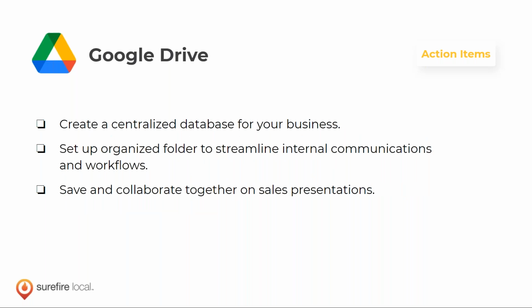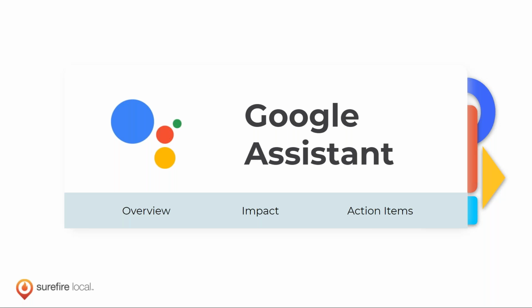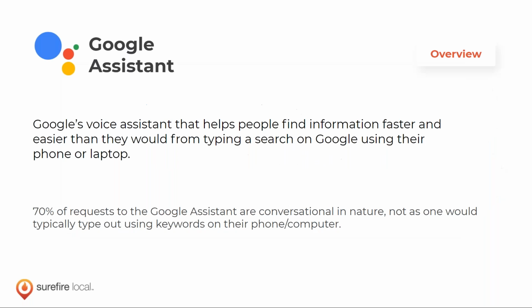So it's a centralized database for your business, to store all your information in one easy place. You can set up folders to make sure everybody can find information correctly. And then if you need to collaborate on something, it makes it easy to all access the same information for collaboration. Google Assistant is Google's version of voice search. This is a newer thing that is constantly evolving, helps people find information quicker and easier by using their voice, especially if they're on a mobile device.